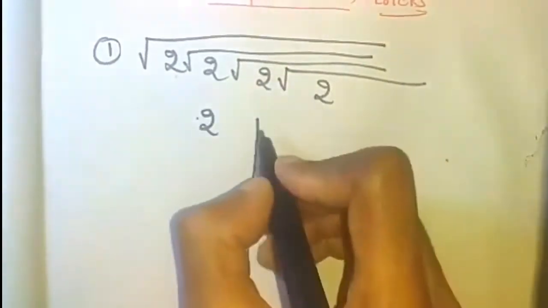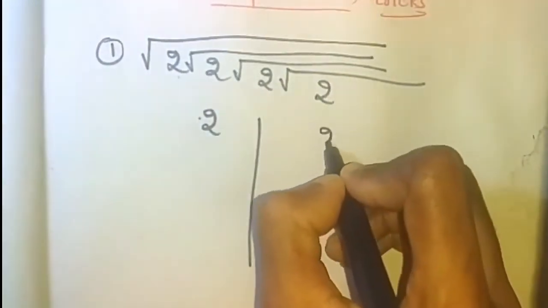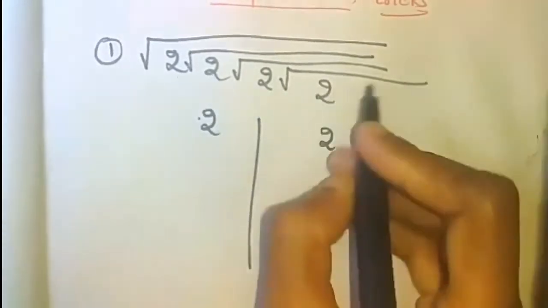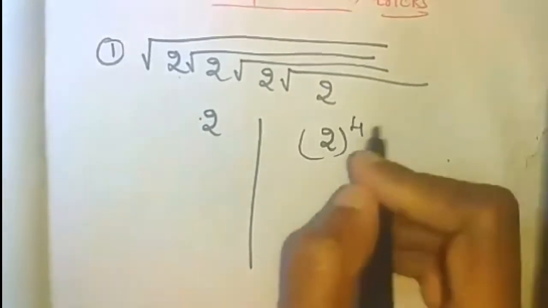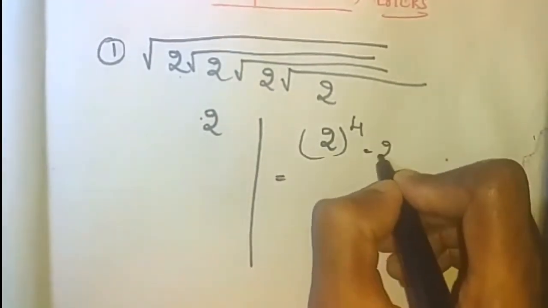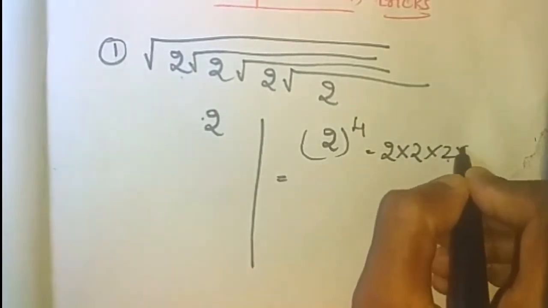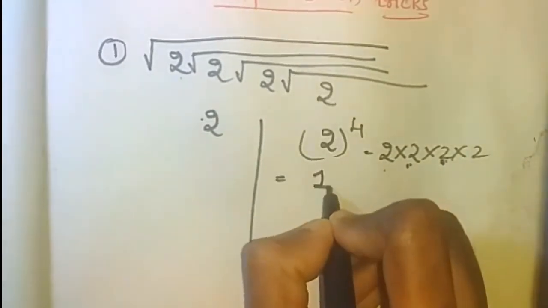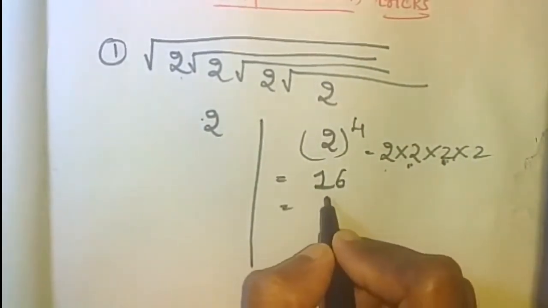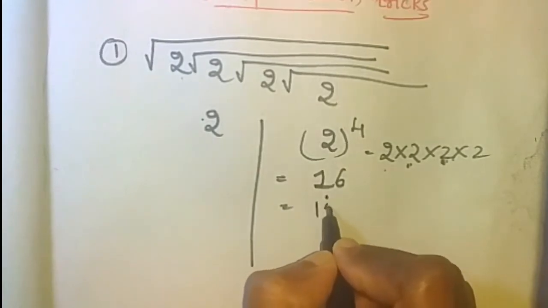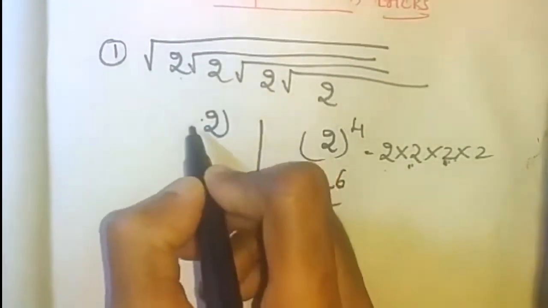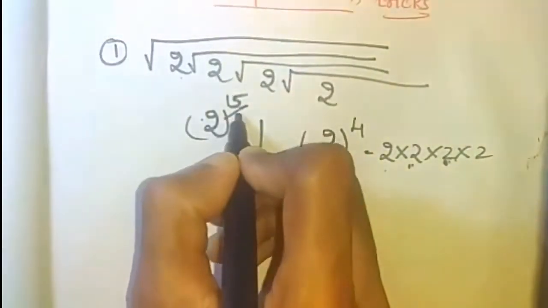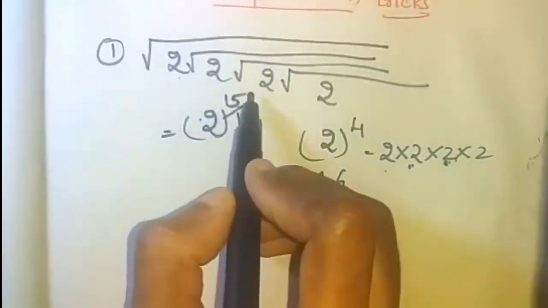What is here? 2. On the other side, take 2. Now calculate how many 2's are there in this problem. 1, 2, 3, 4. So now 2 to the power of 4. Calculate how much it is: 2 into 2 into 2 into 2. 2 2's are 4, 4 2's are 8, 8 2's are 16, right? Now, from this 16, subtract 1, how much will we get? 15. Now, 2 to the power of, write this 15 in the numerator and this 16 in the denominator. This is your answer for this problem.